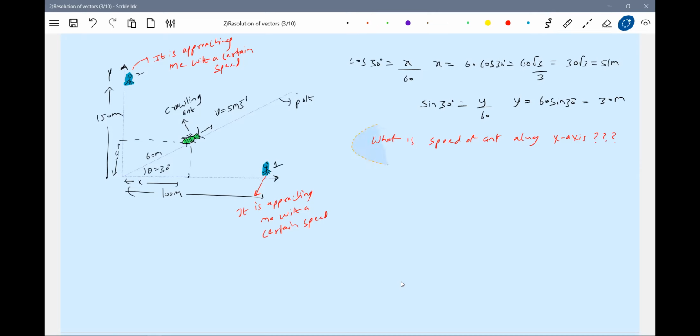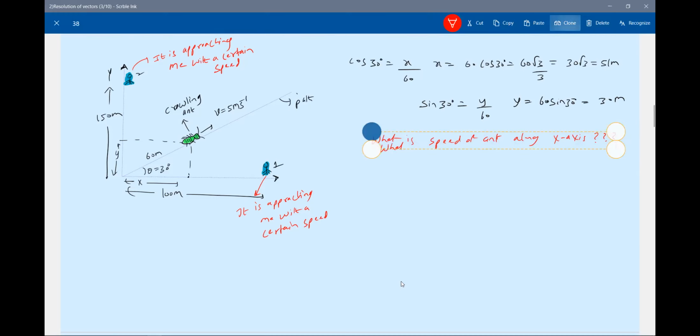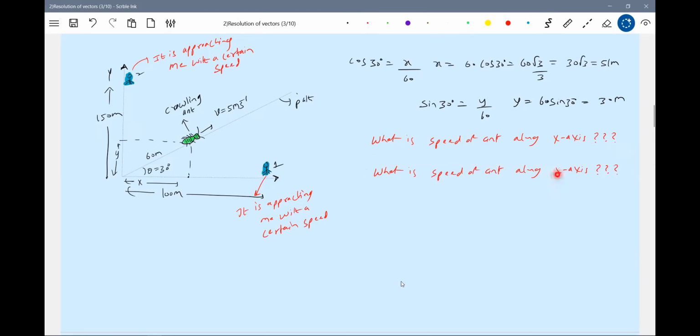Similarly, what is the speed of the ant along the y-axis? We don't know that. The speed of the ant is 5 meters per second, but what is the speed of the ant along x? Because velocity is a vector. If it has a speed along this path, how much is along the x-axis? This has to be determined, very important for us. Person one says its speed along the x-axis is some quantity, and along the y-axis is some quantity. That is Vx and Vy, which we don't know and have to find out.